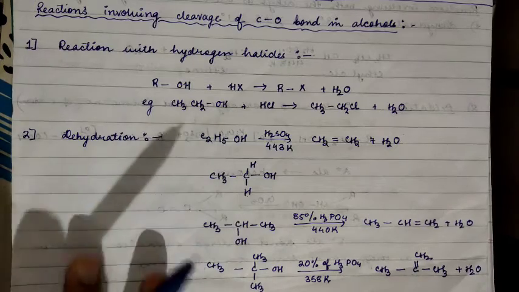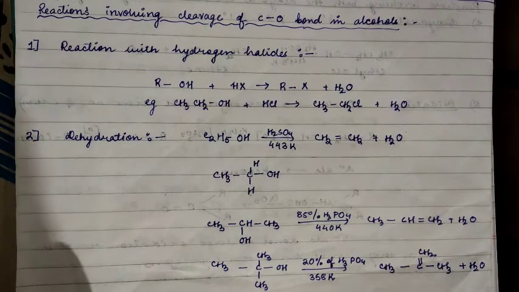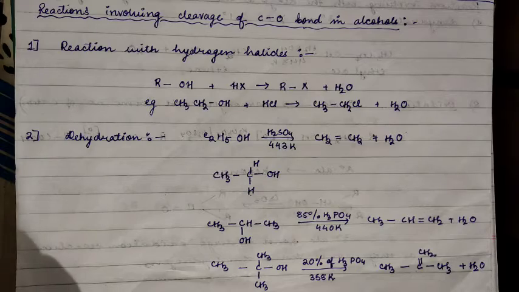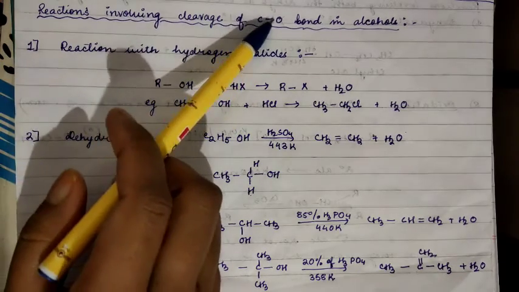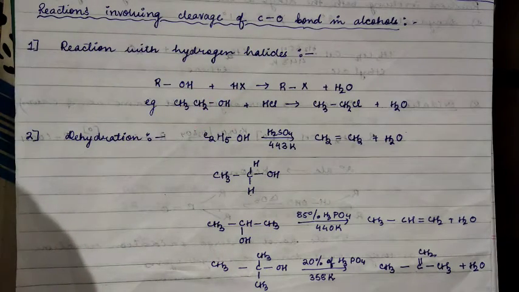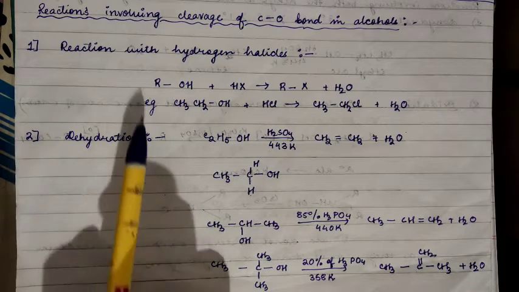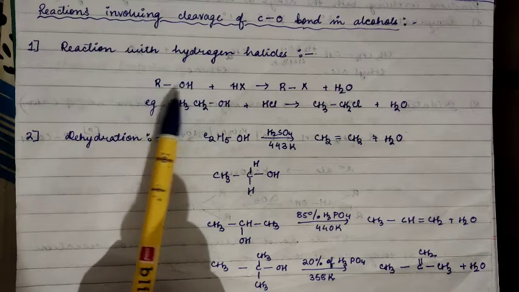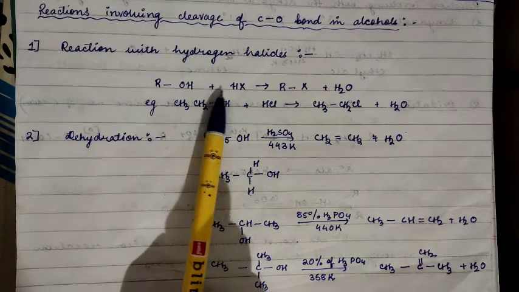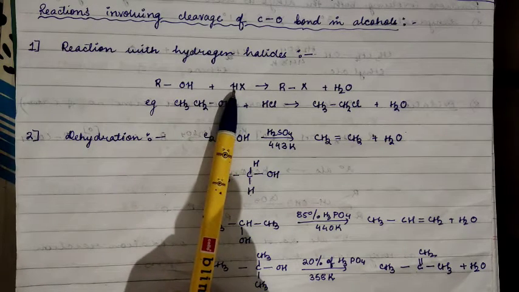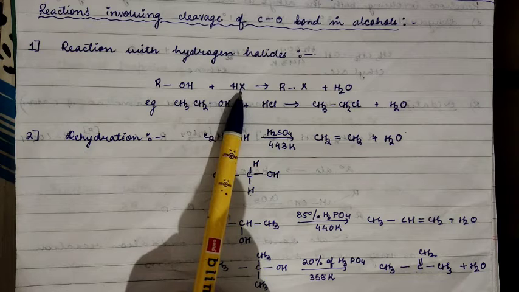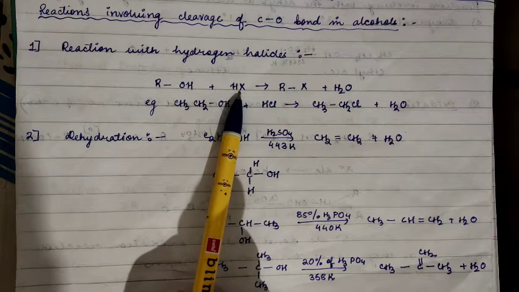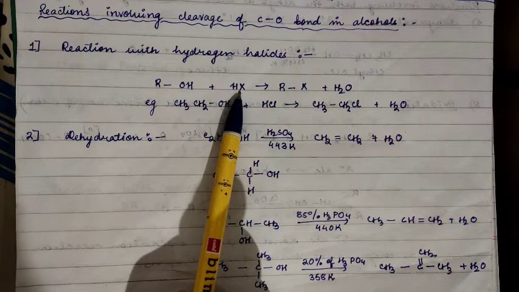So let us first go to the reaction with hydrogen halide. When alcohol reacts with hydrogen halide, the bond between carbon and oxygen will be broken and we will get a product. Let us see what the product is. This is the general formula for alcohol, ROH, R is the alkyl group, plus HX, a hydrogen halide. X denotes the halogens. It can be hydrogen chloride, hydrogen bromide, hydrogen iodide.